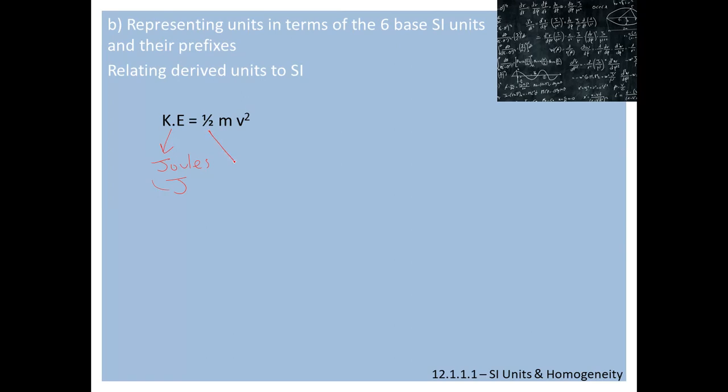So one of the key things for this is any simple numbers have no units. So they can be ignored when we're looking at the units. Mass would be in kilograms, and velocity will be in meters per second, ms to the minus 1. But because it's squared, that becomes meters twice and per second twice. So the SI units of a joule would actually be kilograms meters squared per second squared.